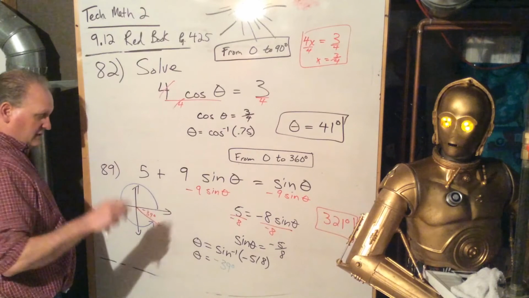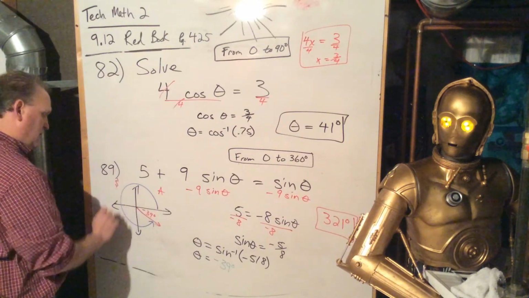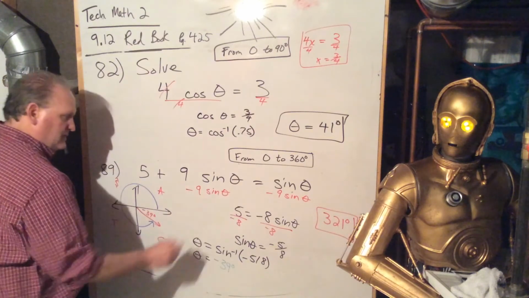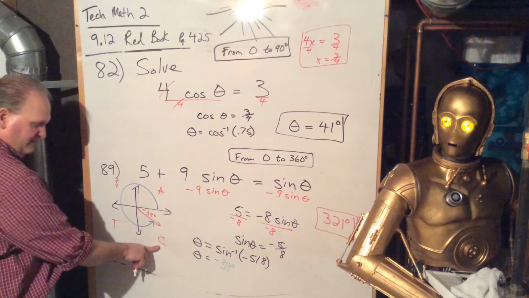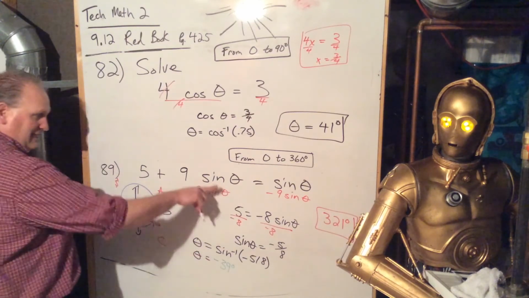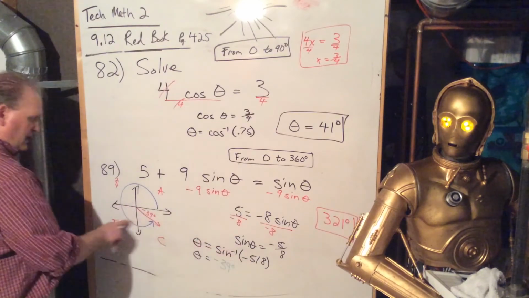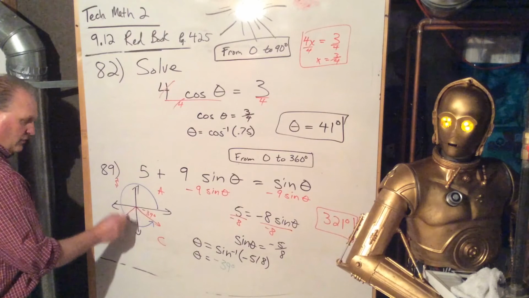They want two answers. So let's think about this. All-star trig class. So we're talking about sine. So it's negative in the fourth quadrant. That's the one that we found. And it's also negative, because it was negative 5/8, in the third quadrant. So we want this one.